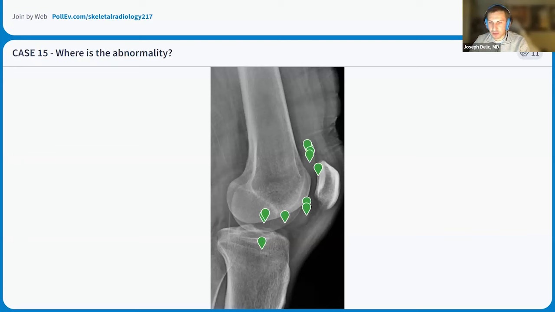So there's a very important concept in MSK radiology. We talk about this a lot. We have a smattering of dots here on our case, but I like where everybody's mind is at. So we have a couple astute radiologists here looking through this lateral view.